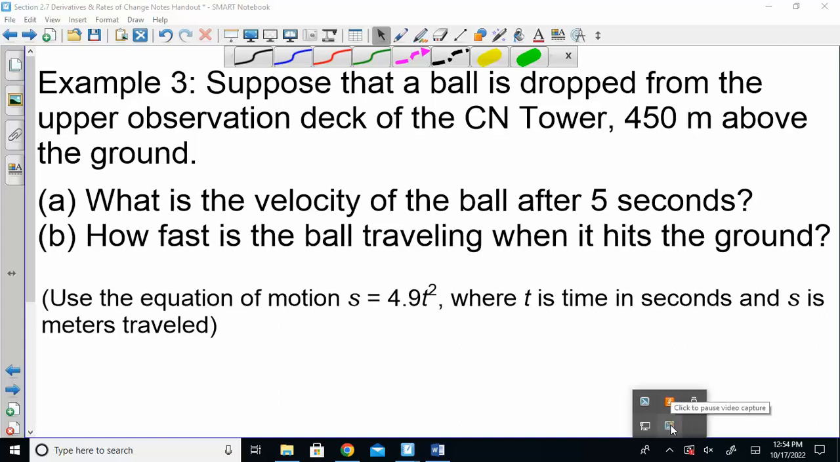Alright, so suppose that a ball is dropped from the upper observation deck, 450 meters above ground. What's the velocity after 5 seconds? So velocity, if I want velocity at one particular point in time, is that average or instantaneous? Instantaneous.